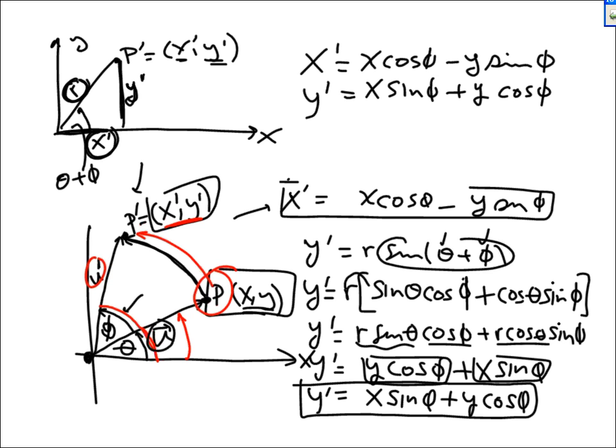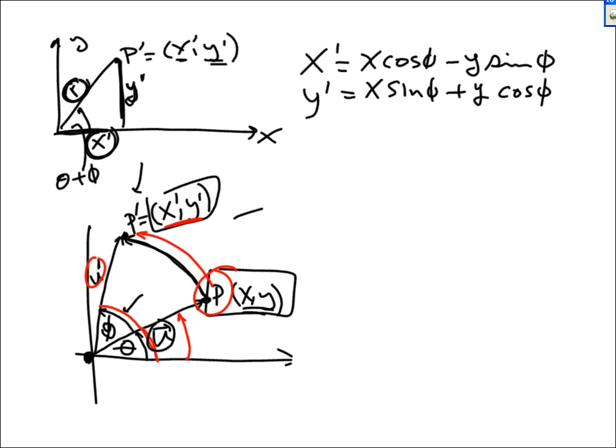Okay, let's erase all of this stuff. Need that space. Now remember, I want to know what x prime, y prime is. That's all I want to know. You tell me the angle that you want me to rotate. You tell me x and y, and I want x prime, y prime. Oh, you mean that's all you want? Well, that's pretty easy.